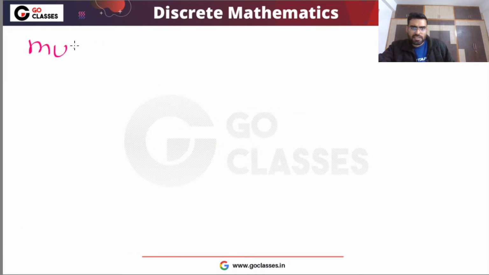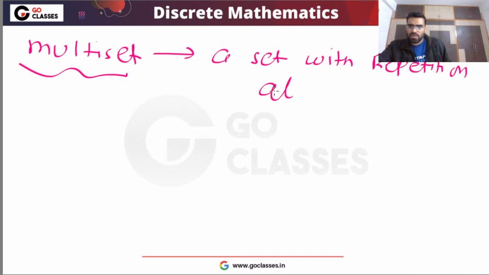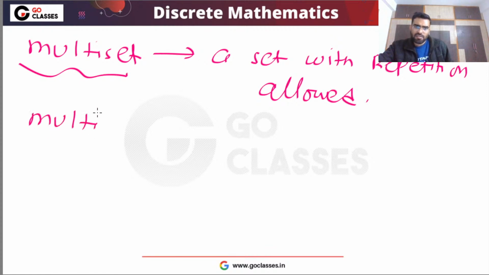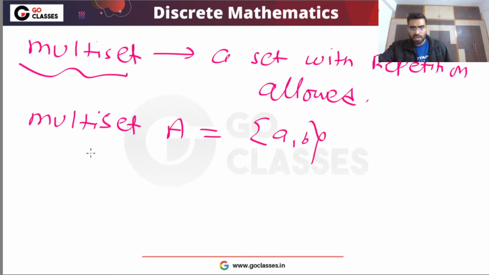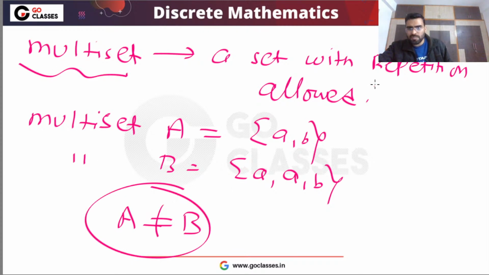But what is a multi-set? A multi-set is basically a set with repetition allowed. So if you have a multi-set A, which is A comma B, and a multi-set B, which is A B B B B, now you can notice these are not the same, because in a multi-set repetition is allowed.